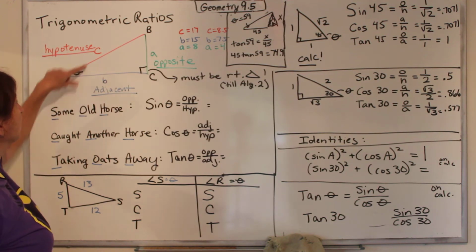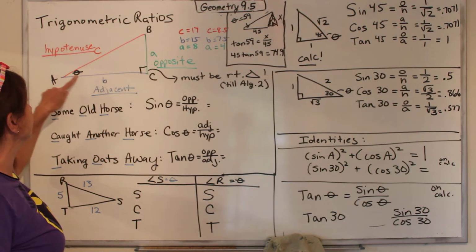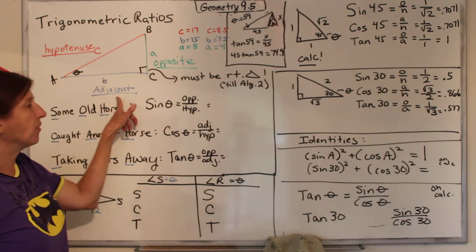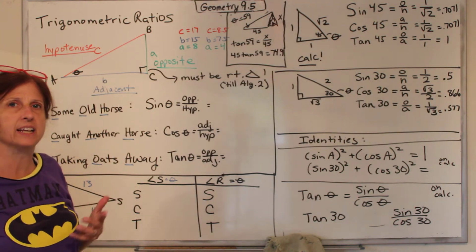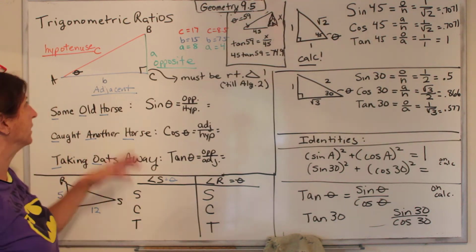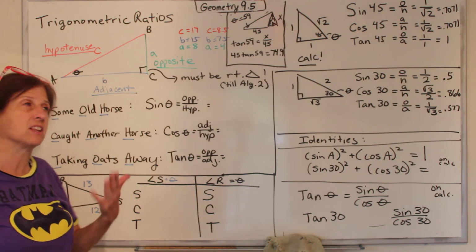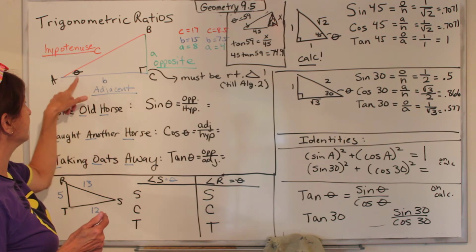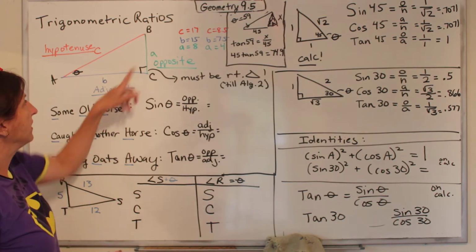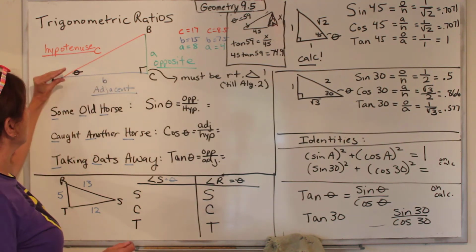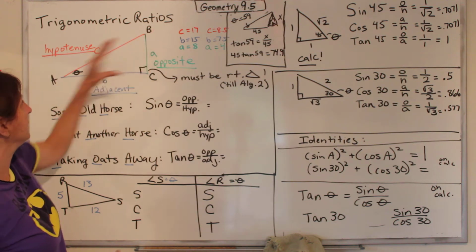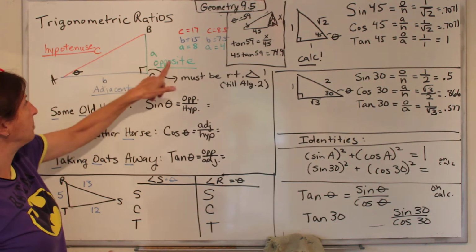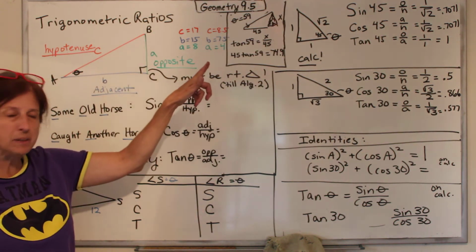The one that's not the hypotenuse, that is next to theta, is called the adjacent. You might have heard of an adjacent lot to a building. It is a lot that is next to the building. So adjacent means next to. Adjacent is next to theta. The other one is called the opposite, because opposite is across from theta.